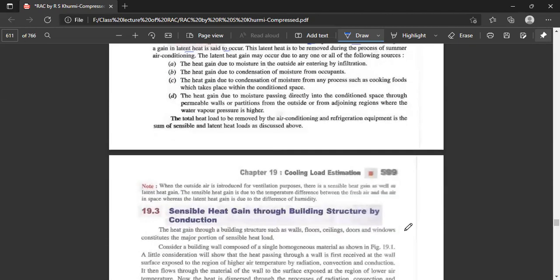When the outside air is introduced for ventilation purposes, sensible heat is also introduced and gained, as well as latent heat. This sensible heat gain is due to the temperature difference between the fresh air and the air in the space, whereas the latent heat is due to the difference of humidity. Okay, we are stopping here.